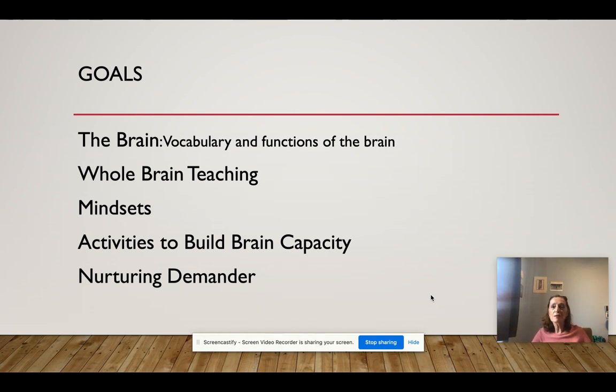Our goals: we're going to look at the brain, vocabulary and functions of the brain. We're going to talk about what whole brain teaching is. We're going to look at mindsets, activities to build brain capacity, and being a nurturing demander.